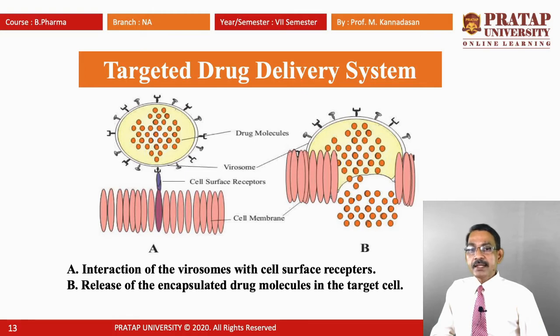The outermost is called the cell surface receptors. Receptors are specific chemical groups present on the cell surface for particular functions. So the virosomes and the glycoproteins may attach to the receptors of the body cells. After that, the receptor engulfs the surface membrane of the virosomes, then the virus may deliver the drugs. See diagram B, which represents the release of the encapsulated drug molecule into the target cells.